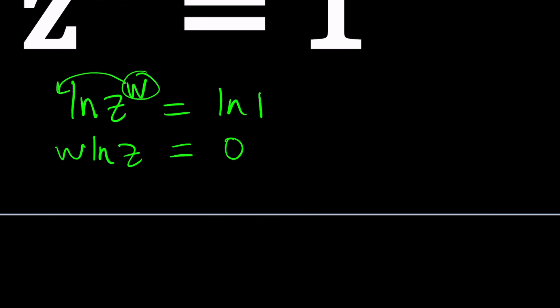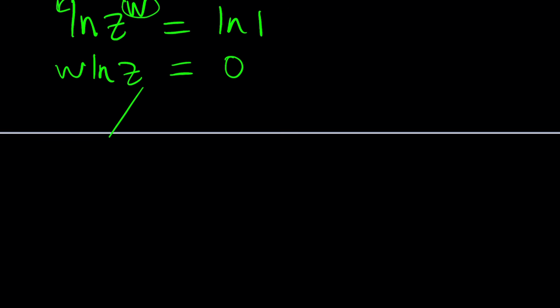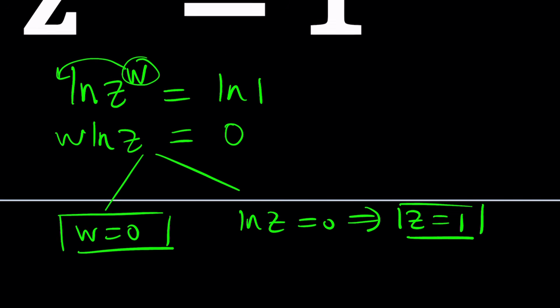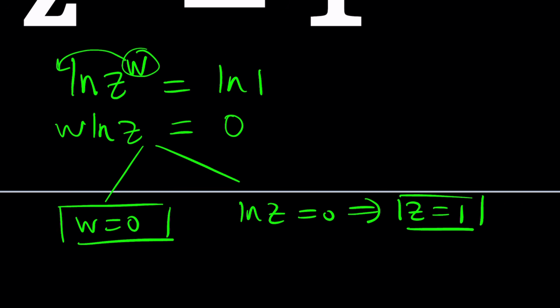And then from here, you get two results. Either w is equal to 0 or ln z is equal to 0. Obviously, this implies that z is equal to 1, right? Because ln 1 is 0, and this implies w is equal to 0. And there's an or behind it. Can both of them be true at the same time? Absolutely. Once the base is 1, we don't really care about the exponent, do we? 1 to the power any number is 1.